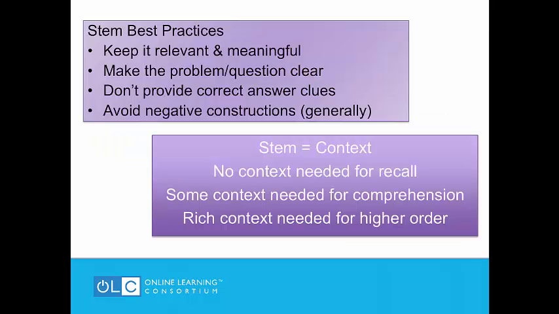There are several best practices to keep in mind when writing multiple choice question stems. Keep the stem relevant and meaningful to the objectives you are trying to assess. Make the question clear and concise. Don't include any extraneous information in the stem. Keep it to the point so that students don't get confused. Within your stem, make sure you are not providing any clues that would help the students to guess the correct answer or lead them to know exactly which response is correct. And finally, in general, avoid negative constructions.